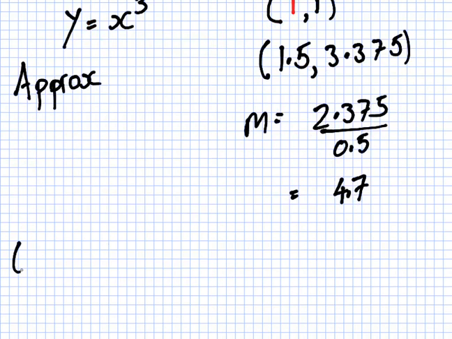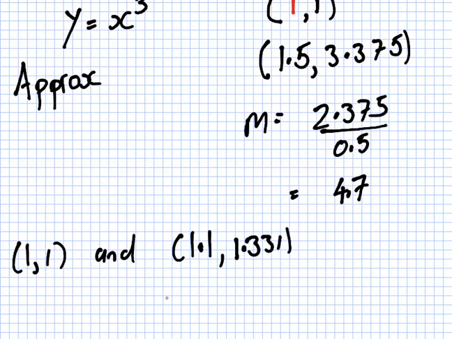Okay. Now let's take another point. Let's do, for example, (1, 1), and let's say 1.1. What's the y going to be here? What is it? 11 over 10, 100, 1.21? Oh, I'm way off today. 1.331. Okay, and what's the slope again? The slope would be 0.331 over 0.1.